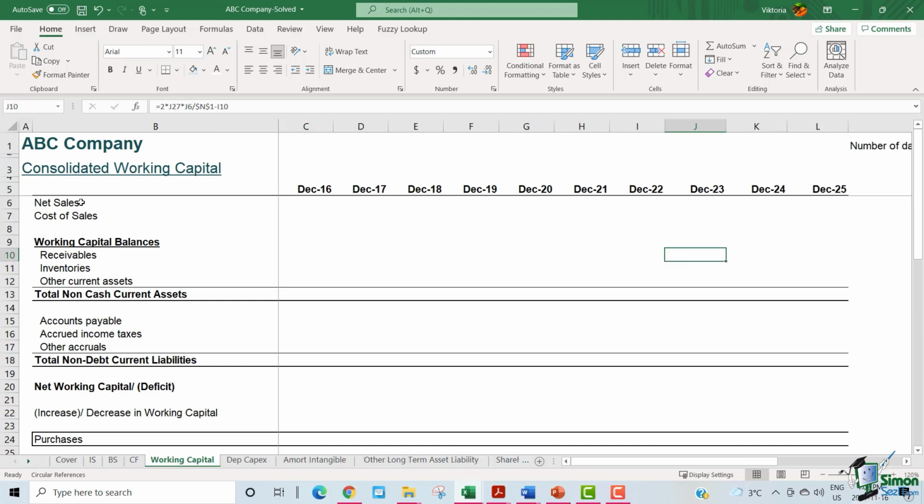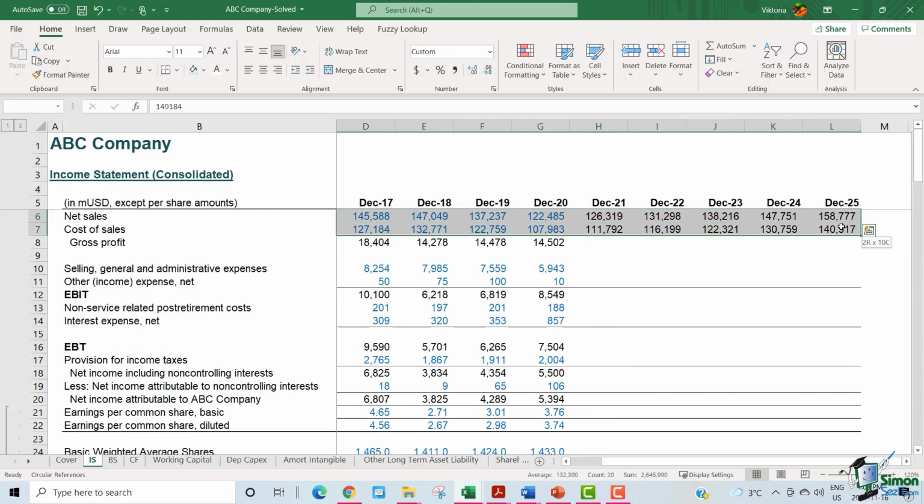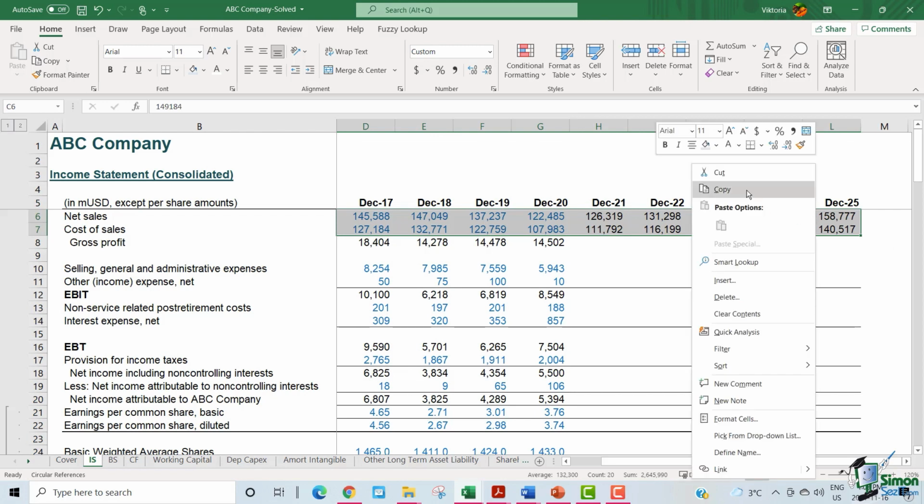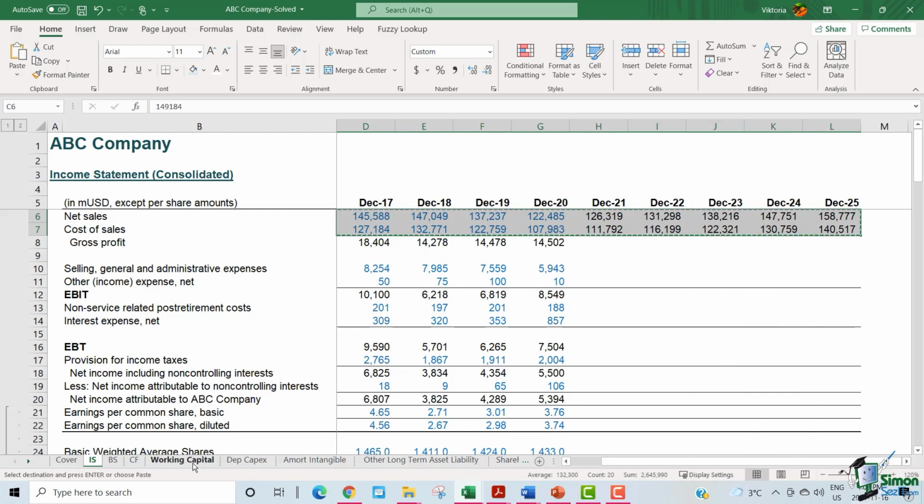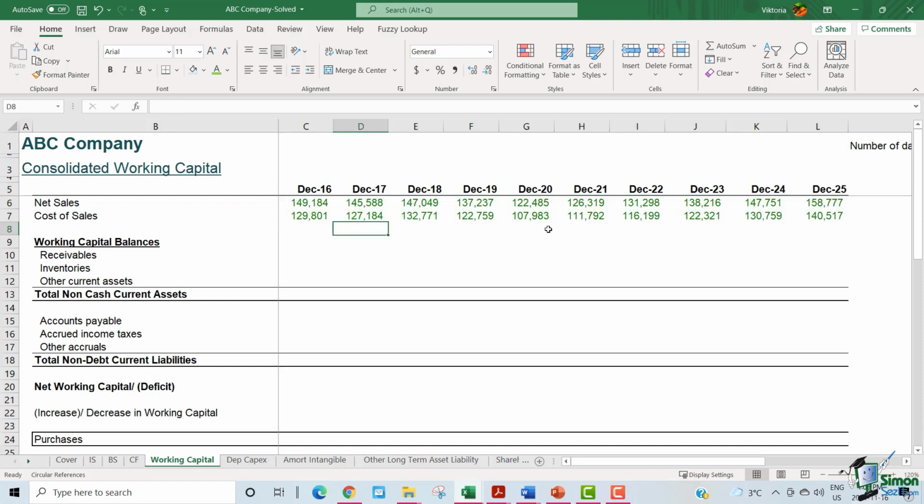Starting from the top, we have the net sales and the cost of sales. And these need to be linked directly from the income statement. Let's start off by linking these two line items. So these are the linked figures.